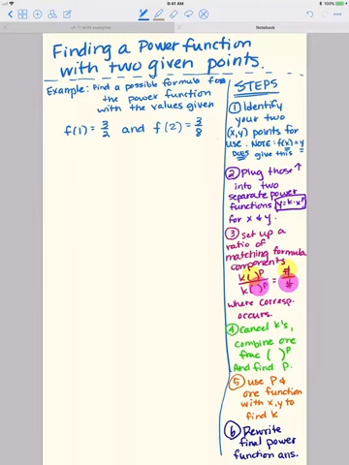Here's another example of finding a power function. I chose one with fractions in case it's slightly more complicated, but it's still the same process. So we have: find a possible power function for f of 1 equals 3 halves and f of 2 equals 3 eighths. So same directions.